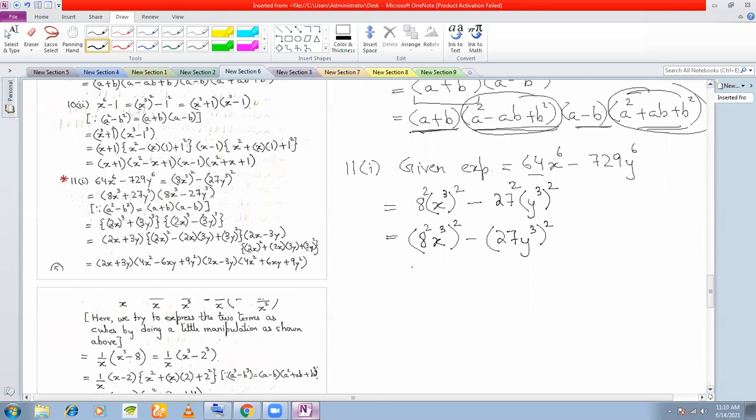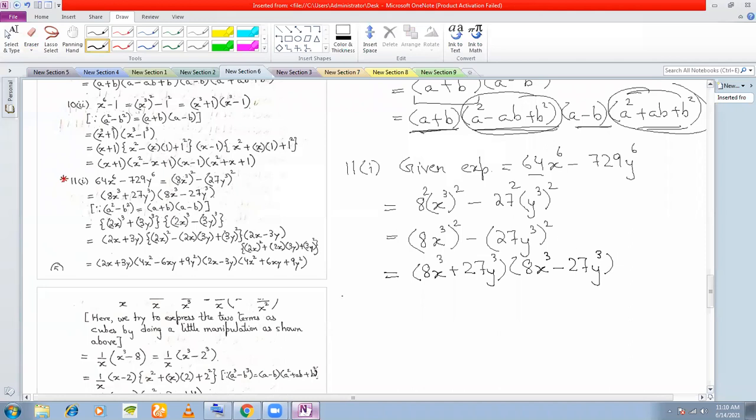Excuse me, sir. Tell me. This is 8, not 8 square. Yes, sir, 8 only. Understood. So now what you do here is this is a square minus b square form. So this is a plus b into a minus b.